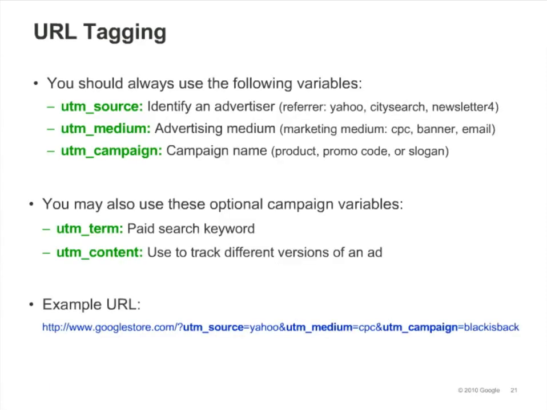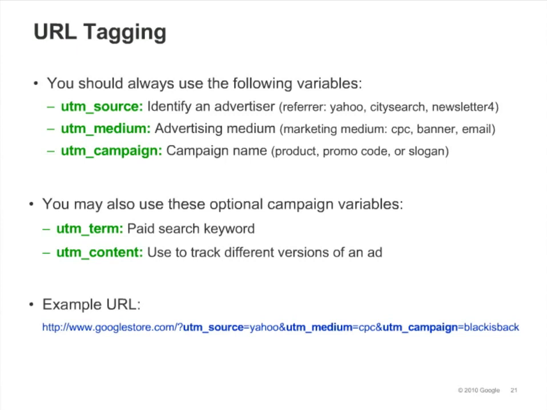There are 5 variables you can use when tagging URLs. To tag a URL, you add a question mark to the end of the URL, followed by your tag, as shown in the slide. The variables and values are listed as pairs, separated by an equals sign. Each variable value pair is separated by an ampersand. Let's look at each variable.